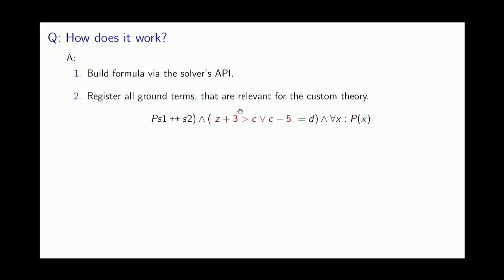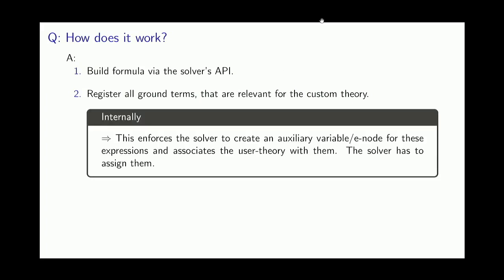This up, whatever. And so internally, this does not. This is very easily explained. It just means introducing an auxiliary variable, respectively an e-node, where Z3 is enforced to assign it if it's a Boolean or bit vector variable, and it's not allowed to remove it by simplification.